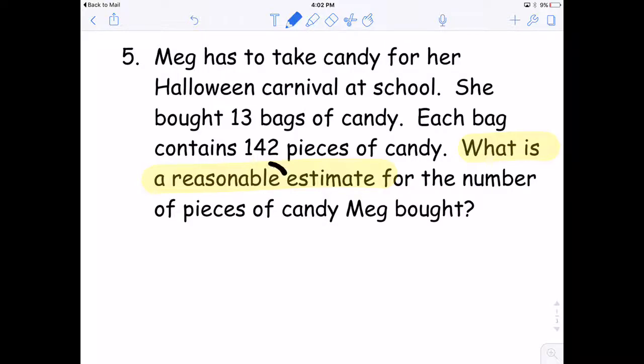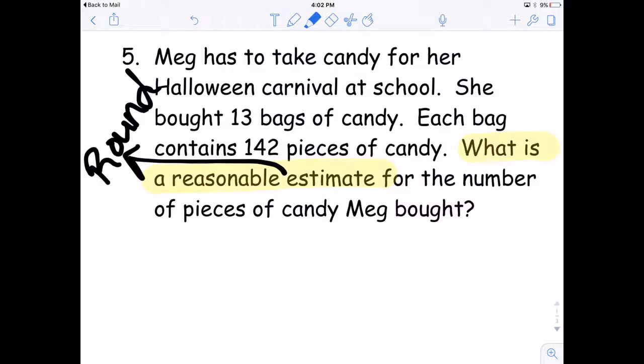When we see reasonable estimate, that tells us we're going to round. Now remember, when we estimate a solution, we have to round the numbers before we solve. We cannot round after. It works sometimes, but most of the time it doesn't.